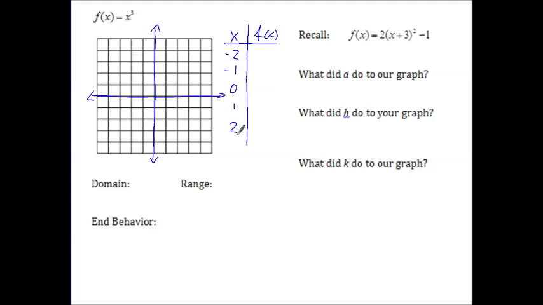-2 cubed is -8. Remember, we're multiplying -2 by itself to get +4, then again by -2, and that makes the answer go negative again. -1 cubed, therefore, is -1. 0 cubed is 0. 1 cubed is 1, and 2 cubed is 8.